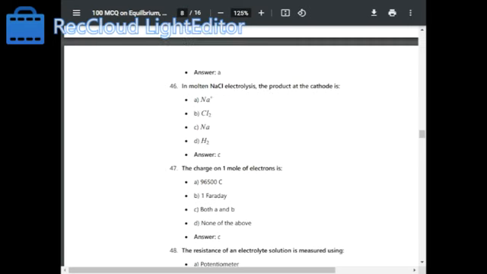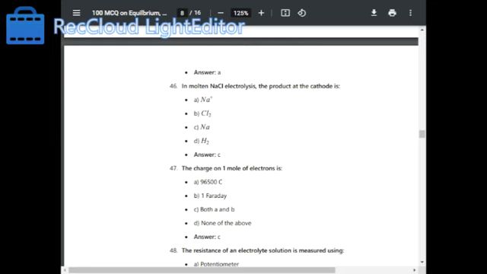Question number 46. In molten NaCl electrolysis, the product at cathode is option A Na plus, option B Cl2, option C Na, option D H2. The correct answer is C Na. In molten NaCl electrolysis, the product at cathode is Na. So option C is correct.